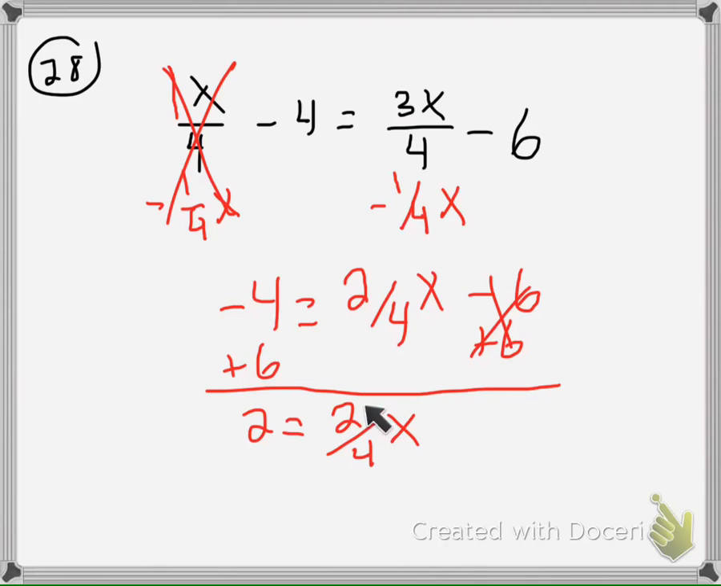Now this is 2/4 times x, so I'm going to divide both sides by 2/4. So 2 divided by 2/4, 2/4 goes into 2 4 times. Because think, 2/4 is the same as 0.50. It's a half. So how many times does 0.50 or half go into 2? It goes in 4 times, so x equals 4.